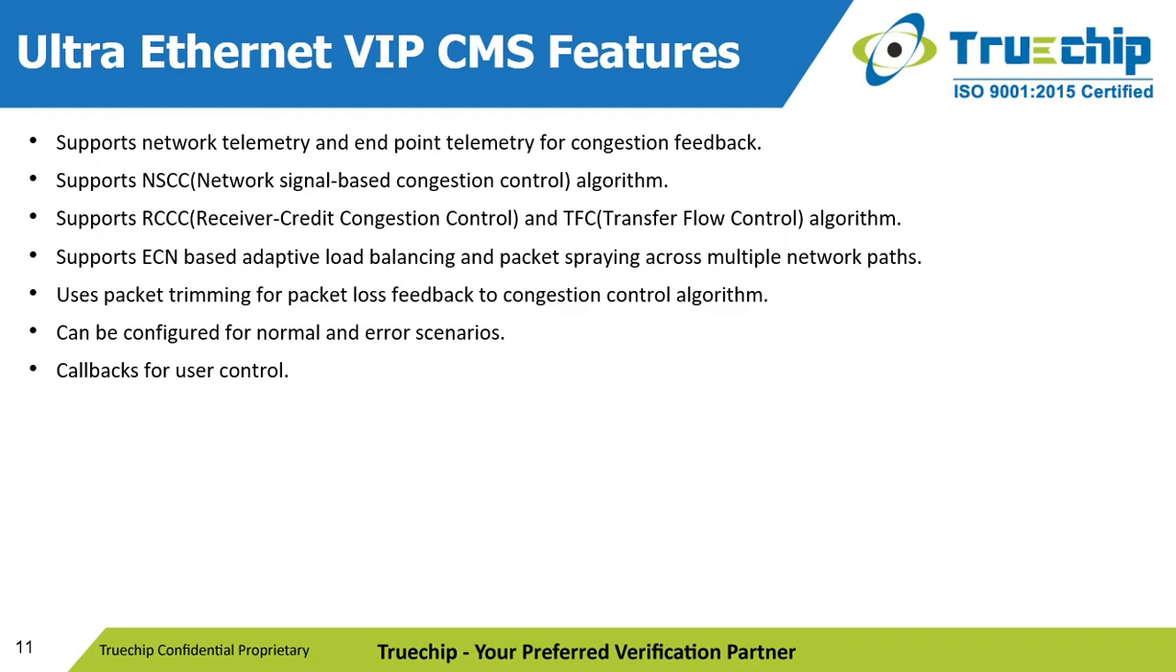The VIP also supports ECN-based adaptive load balancing and packet spraying across multiple paths, which is a cornerstone for UET performance. It also correctly uses packet trimming to provide feedback to the congestion control algorithms. It can be configured for normal and error scenarios. TrueChip provides callbacks for user control.